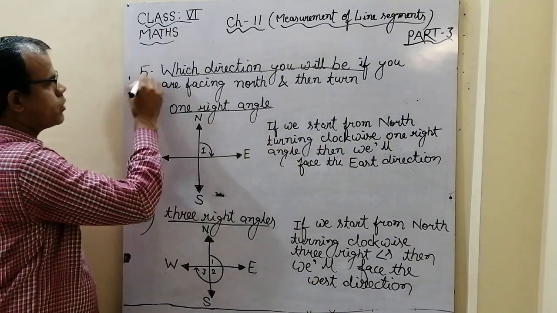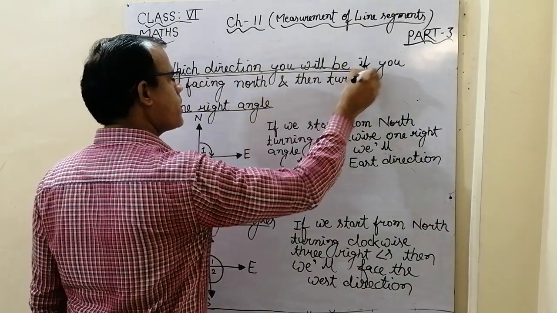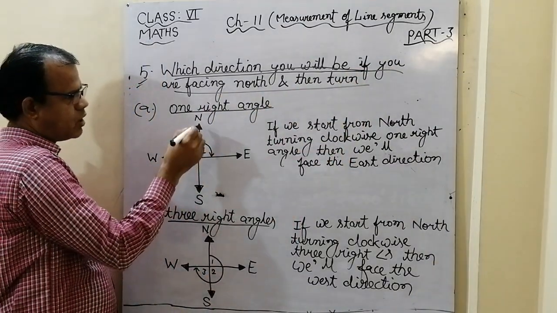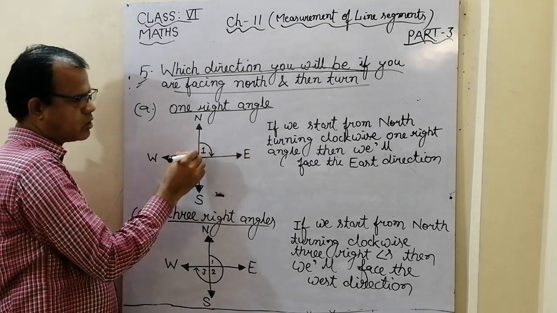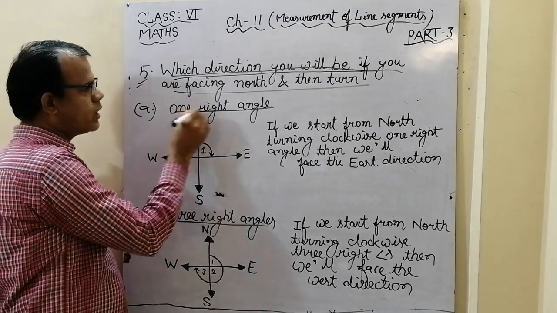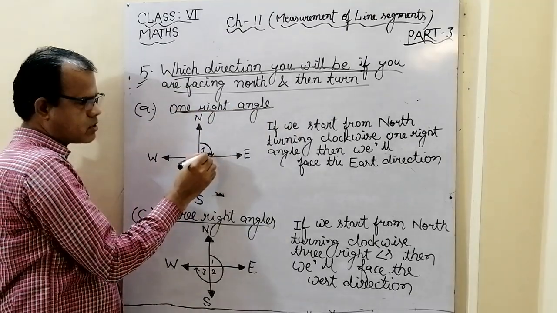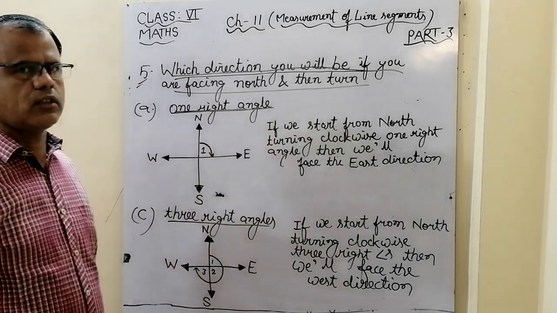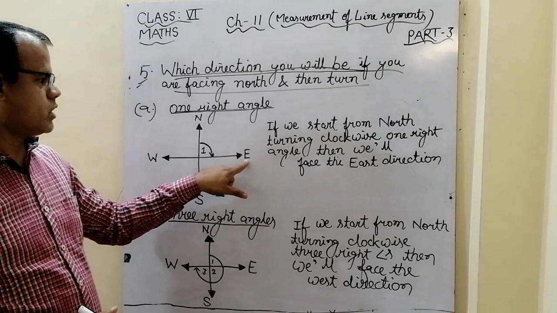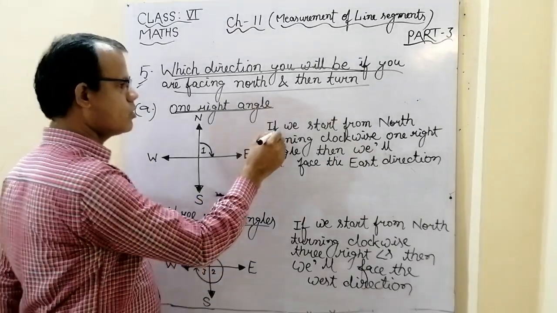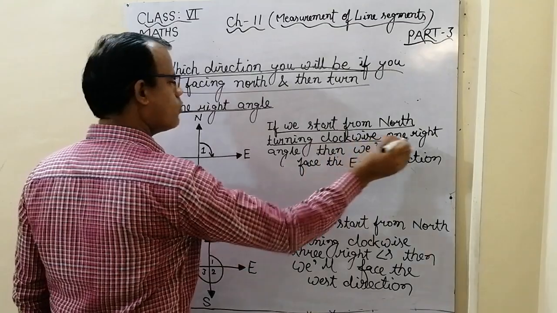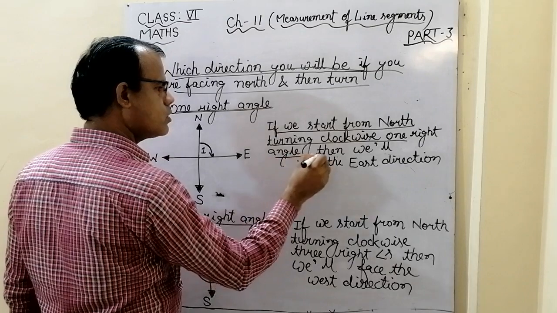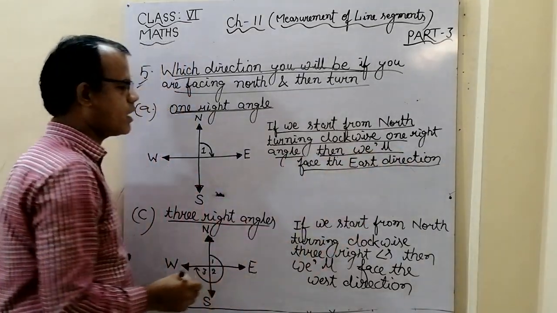Yes students, question 5. Which direction will you be facing if you are facing north, then turn one right angle? So see here, you are standing here facing the north direction. When you turn one right angle, it means this. So when we turn this side, which direction are we facing? East direction. So if we start from north and turn clockwise, this is a clockwise rotation. So after one right angle, we will face the east direction.